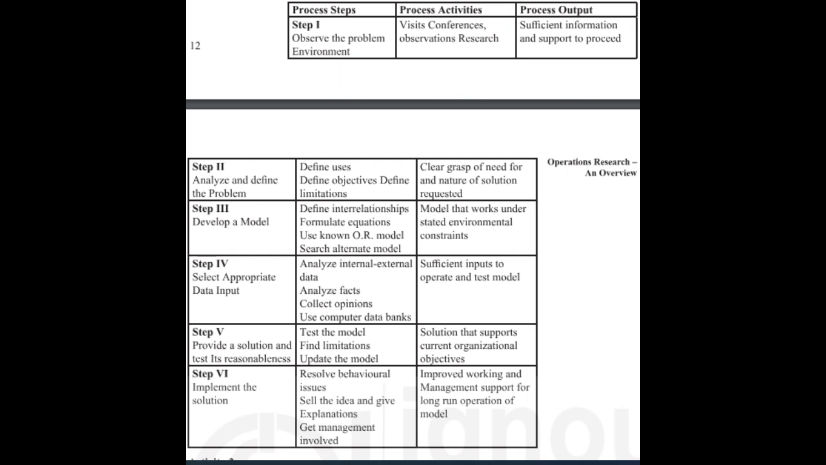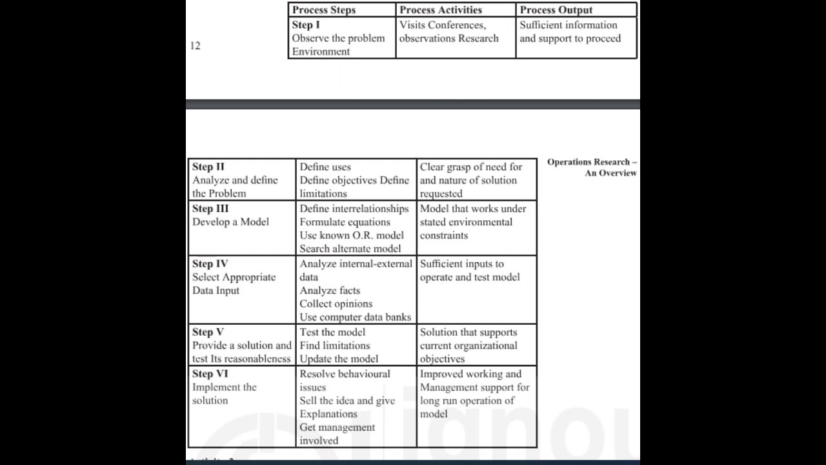The activities that constitute this step are visits, conferences, observations, research, etc. With the help of such activities, the OR scientist gets sufficient information and support to proceed and is better prepared to formulate the problem. Step 2. Analyze and define the problem.